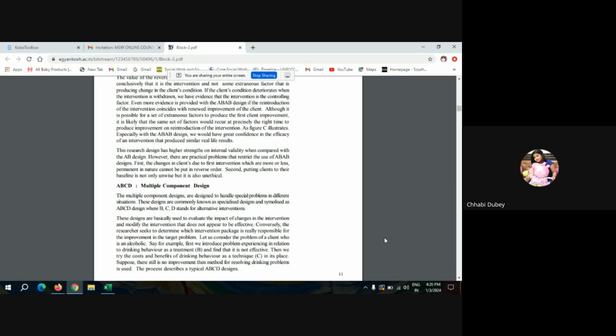And these designs are basically used to evaluate the impact of changes in the intervention. So, how the changes that we have made in the intervention have impacted, and modifying the intervention accordingly in order to increase their effectiveness. So we will have multiple interventions here, and we are going to evaluate the impact of changes.